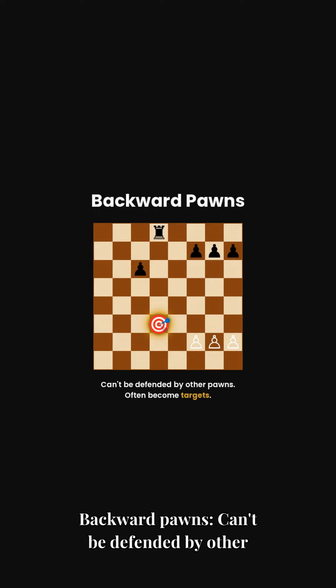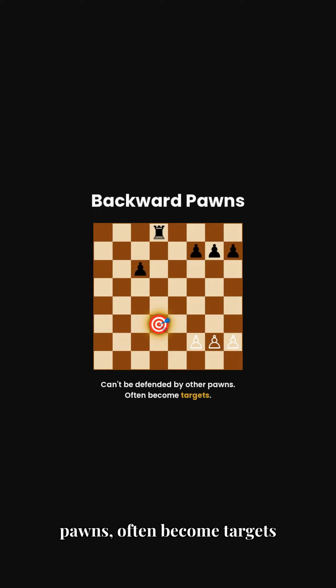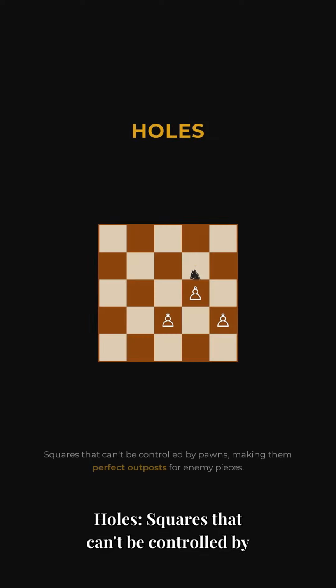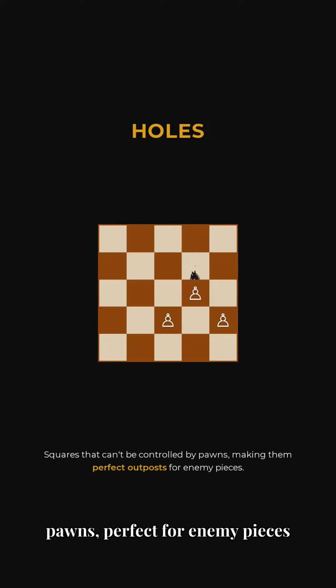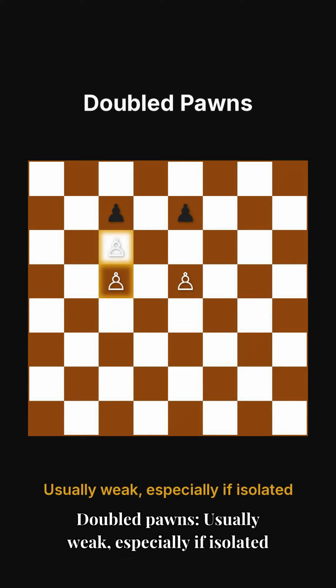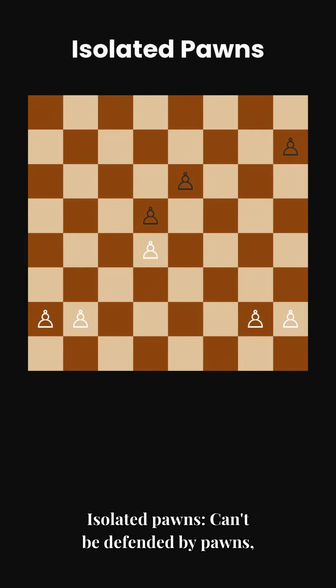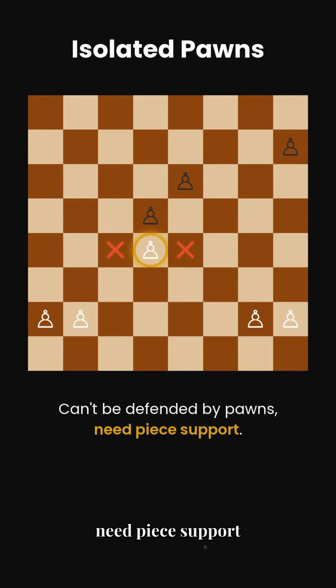Weaknesses to avoid. Backward pawns. Can't be defended by other pawns, often become targets. Holes. Squares that can't be controlled by pawns, perfect for enemy pieces. Doubled pawns. Usually weak, especially if isolated. Isolated pawns. Can't be defended by pawns, need piece support.